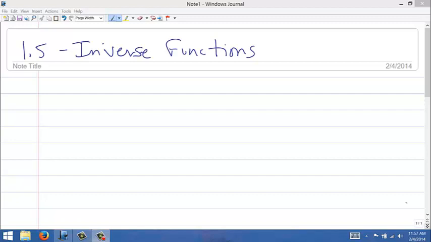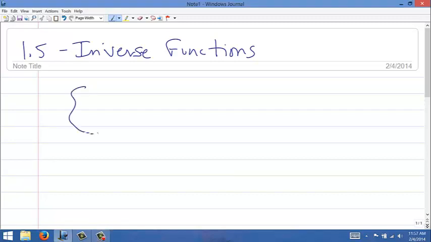But in section 1.5, the goal was we want to cover inverse functions. So last time we had talked about composition of functions, and inverse functions are related in the sense that if you take the composition of a function and its inverse, it gives you just x back again. I think I had mentioned that in class. So just as motivation for what is an inverse function.